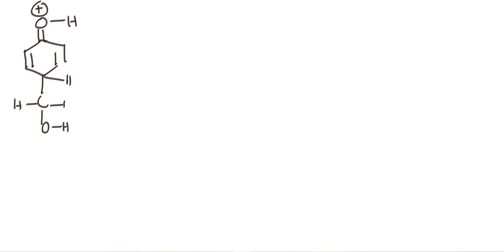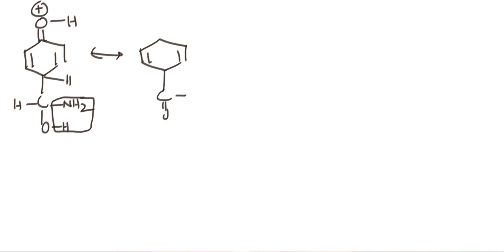I will write the continuation of the mechanism. Double bond OH. Here positive charge. Here one double bond, here one double bond. Here hydrogen is there. Here CH, here OH, here NH2 is there. I already told you, you have to remove ammonia. Then here one double bond, here one double bond, here C double bond OH, here double bond OH, positive charge.